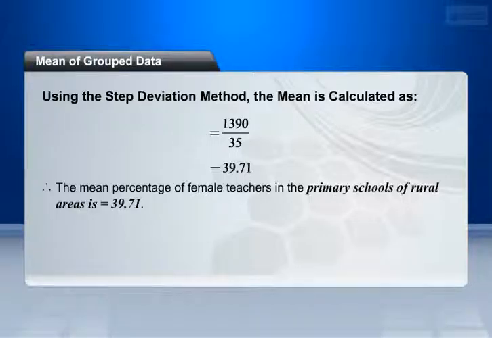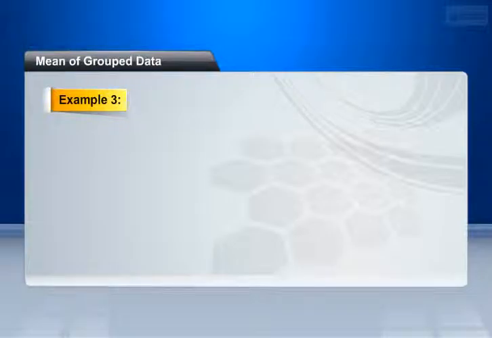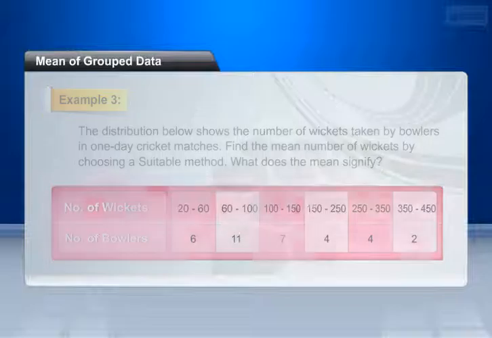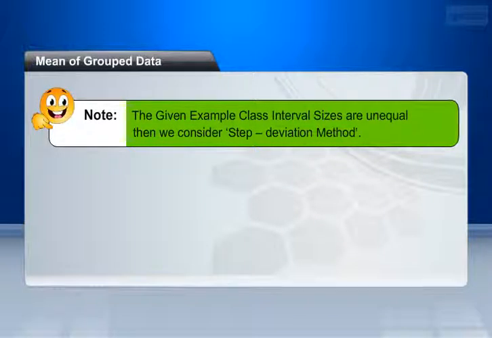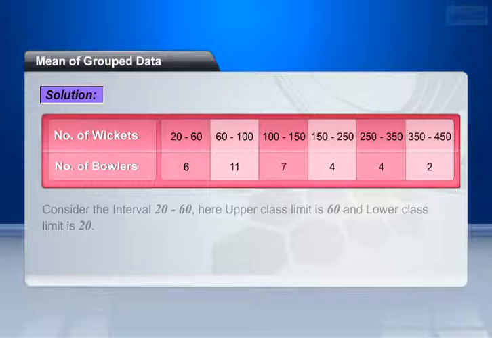Note that the mean values obtained using the three methods are the same. Let us see another example. The distribution below shows the number of wickets taken by bowlers in one-day cricket matches. Find the mean number of wickets by choosing a suitable method. What does the mean signify? Please note that in the given example, class interval sizes are unequal, so we consider the step deviation method. Let us see the solution.